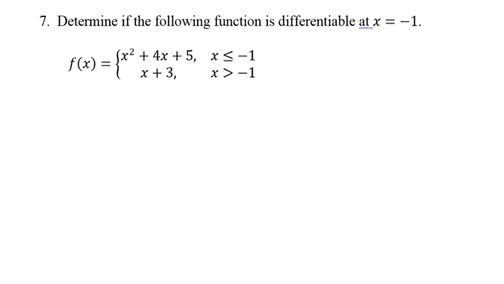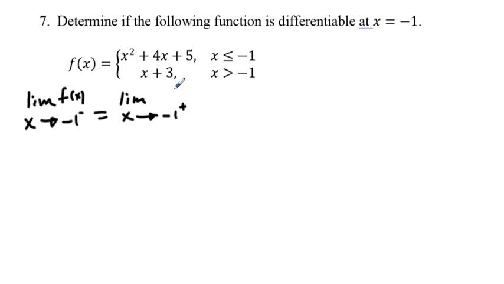All right, number 7, determine if the following function is differentiable at x equals -1. So for differentiability, we need to have first continuity. And so we're going to do the continuity test first, which is the limit, as we're looking at -1, as x approaches -1 from the left side of f of x, it's going to be equal to the limit as x approaches -1 from the right side of f of x.